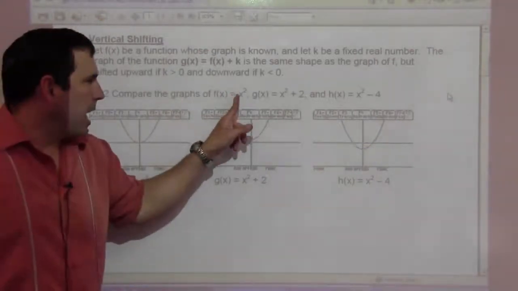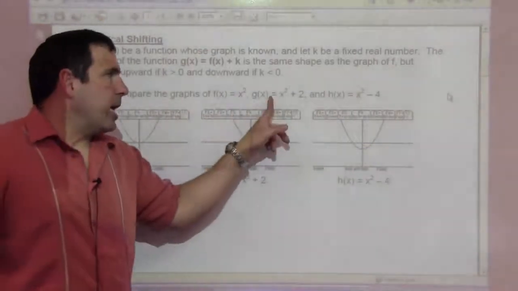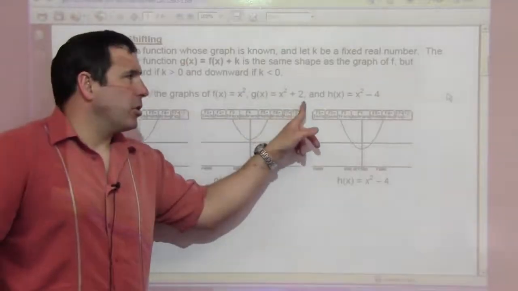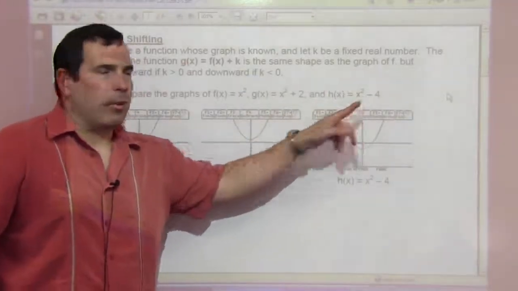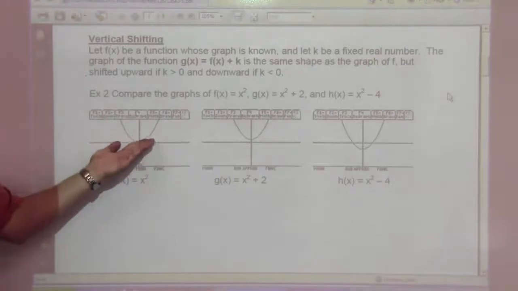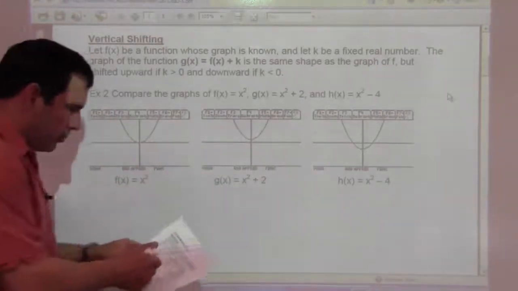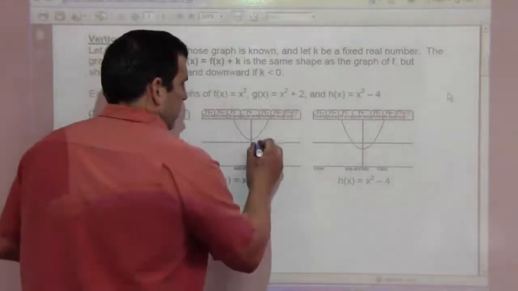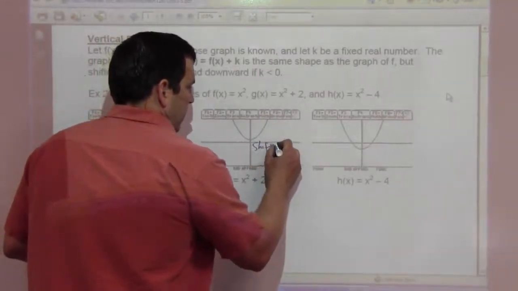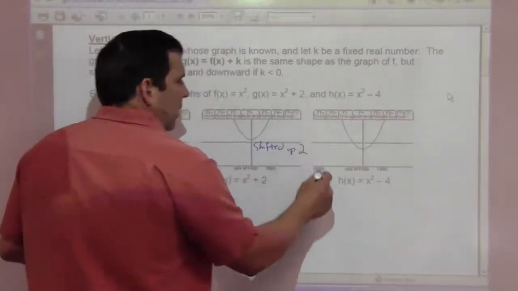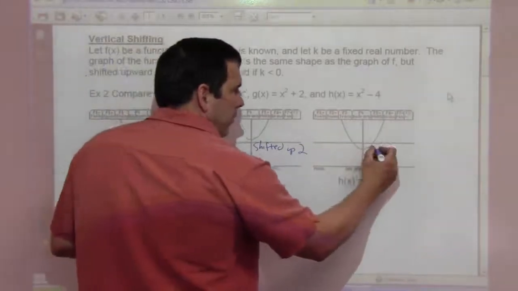So I'm going to look at f of x equals x squared, g of x equals x squared plus 2, h of x equals x squared minus 4. So here's the original. This one shifted up 2 because it's a plus 2. Down below, this one shifted down 4.